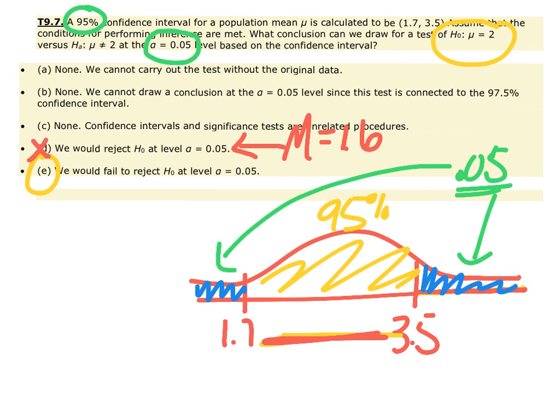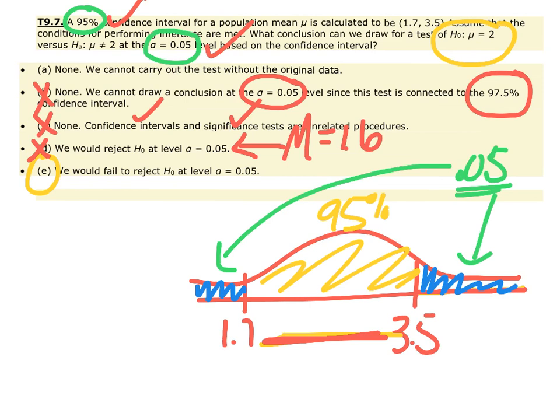Letter C definitely does not hold. It says here confidence intervals and significance tests are not related. That is actually not true. Only a two-sided significance test and a confidence interval are related. It is true that one-sided significance tests and confidence intervals are not related. Part B is definitely wrong. A 5% significance level is not connected to a 75 or a 97.5% confidence interval. It is connected to a 95% confidence interval. Remember, these two values are complements of each other.